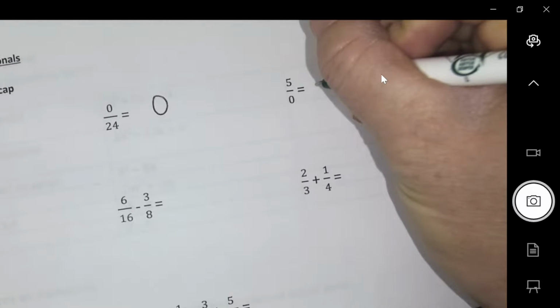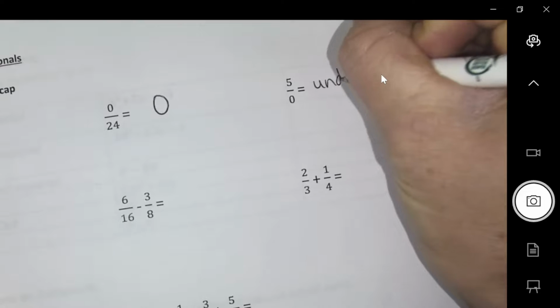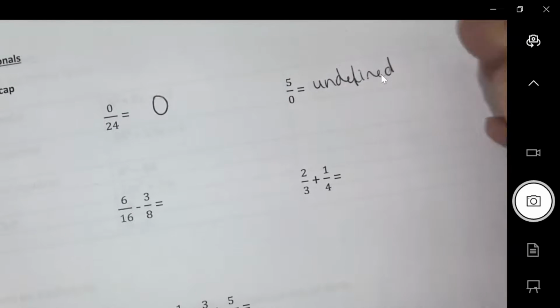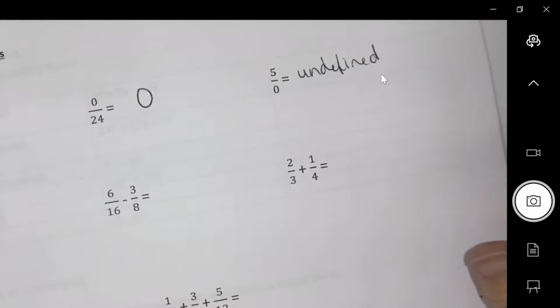I've heard a couple things. Do I write no solution or do I write undefined? Undefined. Okay? Because I'm asking you for the number, and the number is something you can't define. I'm not asking you to solve for x. If it was something where I was solving for x, then I would be writing no solution.